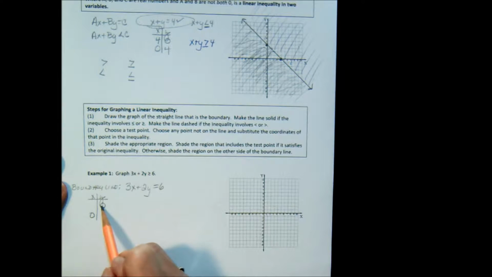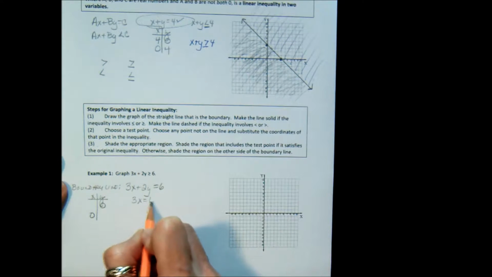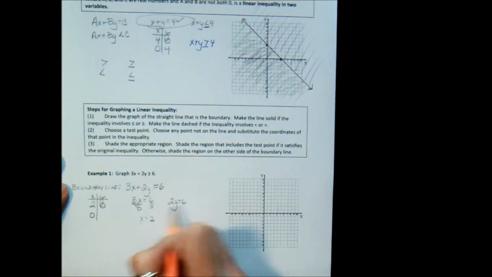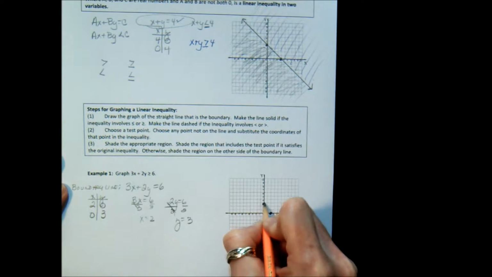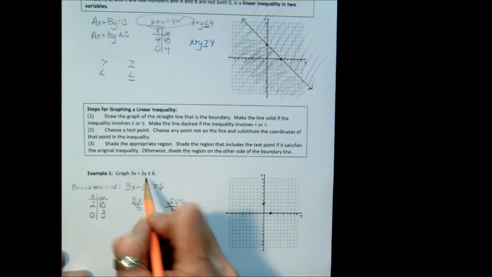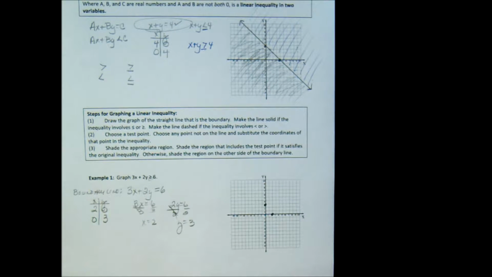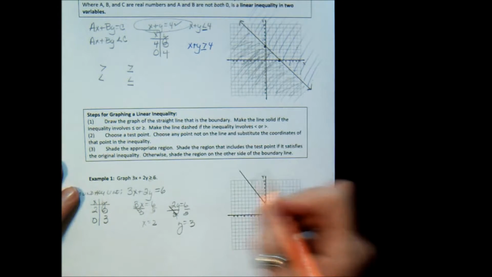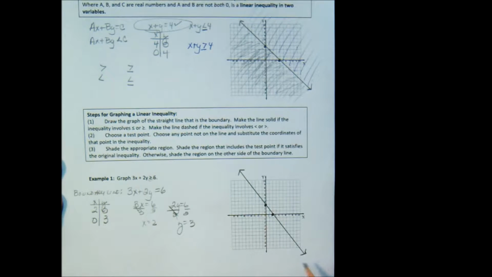So to graph that line, I will do an xy table. I'm going to do the intercepts again because they're the easiest. If I put a 0 in for the y, it would give me 3x equals 6. Divide by 3, and I would get x equals 2. If I put a 0 in for the x, I would have 2y equals 6. Divide by 2, and I get y equals 3. So I have my 2 points, the point 2, 0 and the point 0, 3. Now, because my original inequality had an or equal to, so it was a greater than or equal to, I know that it includes the points that are on my line. So I'm going to make that line a solid line because the points are included in my solution.